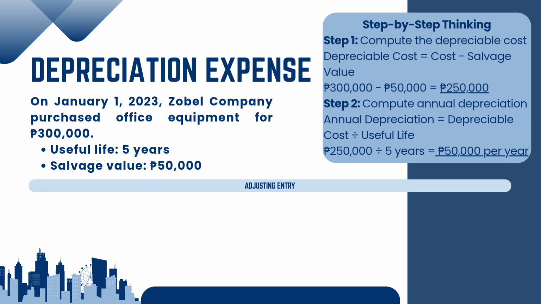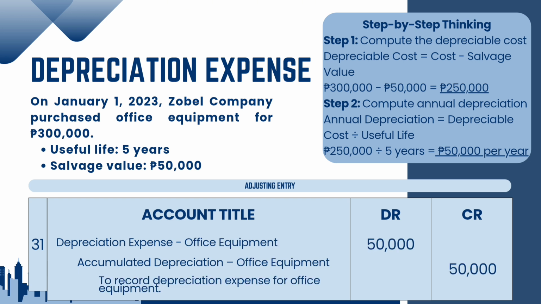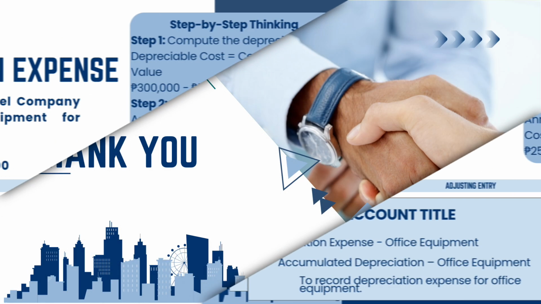When doing the journal entry for depreciation expense, the standard format is debit depreciation expense dash asset name, credit accumulated depreciation dash asset name, to record depreciation expense for asset name. From the computation we did earlier, our journal entry should be debit 50,000 pesos depreciation expense dash office equipment, credit 50,000 pesos accumulated depreciation dash office equipment to record depreciation expense for office equipment.